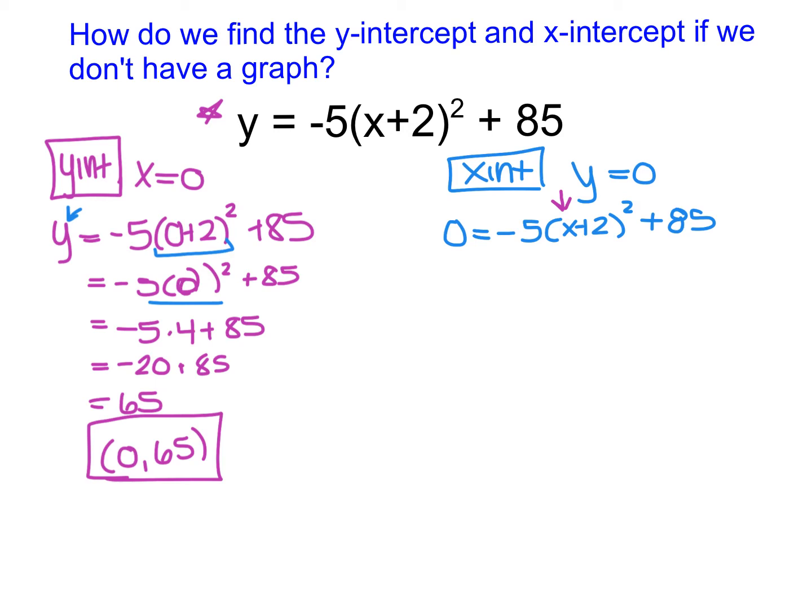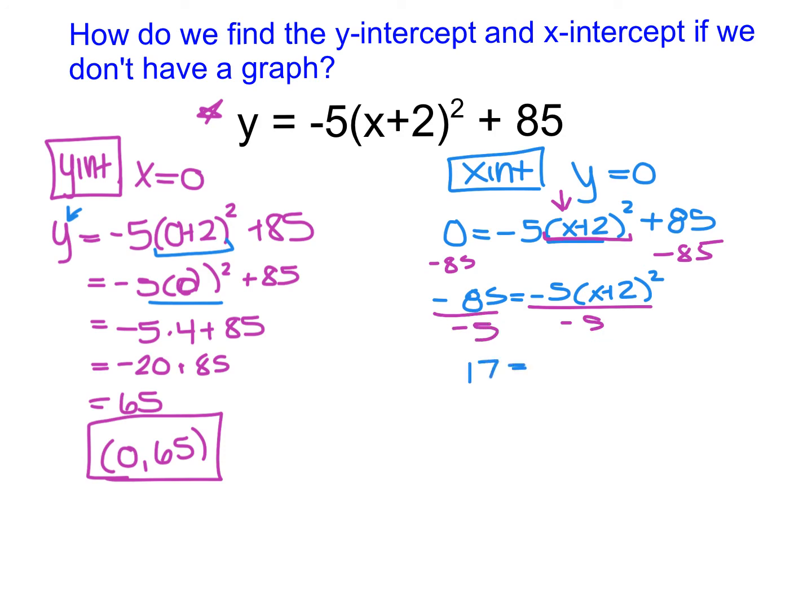So from here, I notice that x is trapped inside of a squared, so I'm going to need to do some work here, as I can't really remove x from that squared, nor can I distribute in there. So essentially I need to get this whole squared piece by itself in order to undo the squared and find my value for x. So I'm going to start by subtracting the 85 from each side. So I have negative 85 is equal to negative 5 times x plus 2 quantity squared. I now can divide both sides by negative 5. So I end up with 17 is equal to x plus 2 quantity squared.